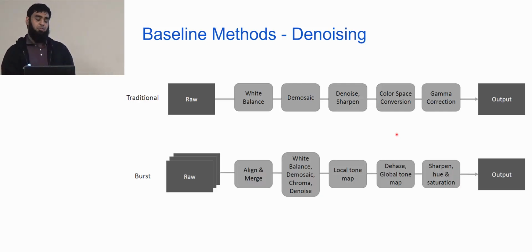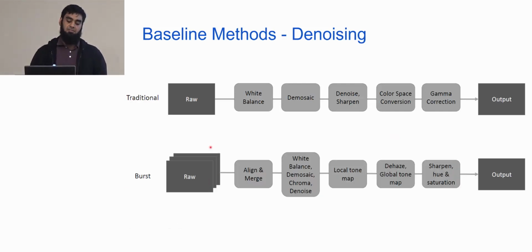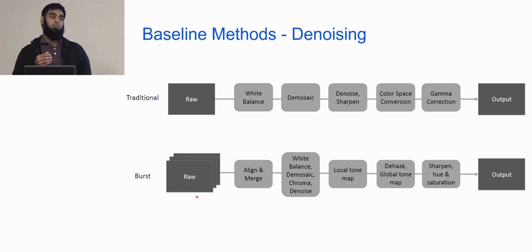The burst denoising method is different in the sense that they consider a group of images, and it's still raw sensor data, and they use each of the images. The intuition is that you use each of the images to make sure that the noise is removed from the image. So you have more information in this case, and it still gives them better results.